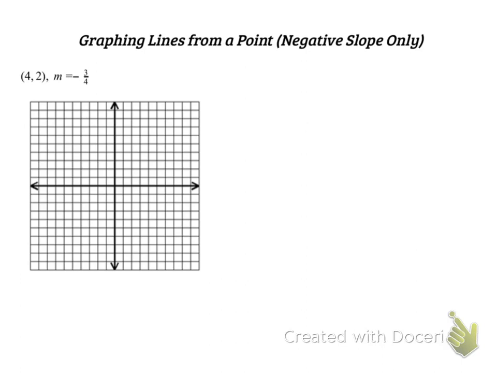Remember that you still graph your point. So you're going to start at your point (4, 2). So starting at the origin, you go right 4, up 2. Here's your point. After that, don't worry about those numbers anymore. Now I'm going to worry about my slope. My m, remember, is slope, which is rise over run. And so my m is negative 3/4.